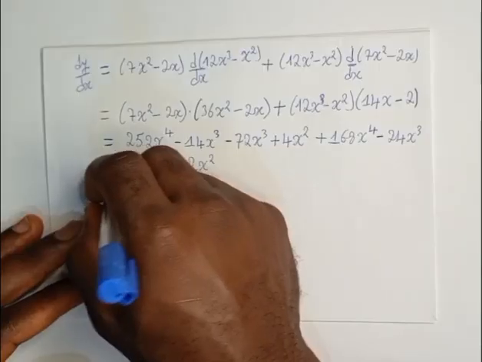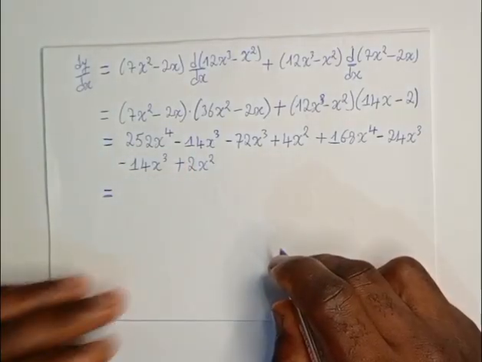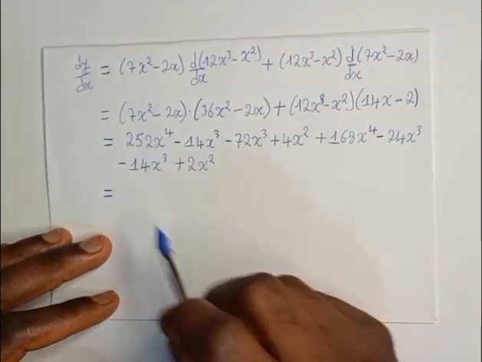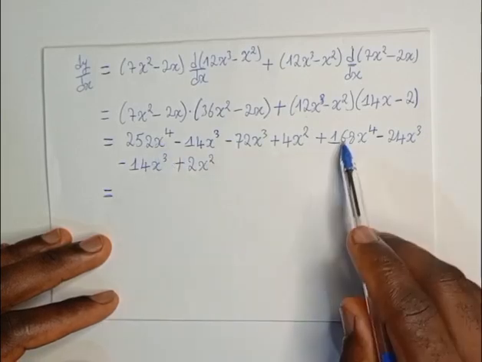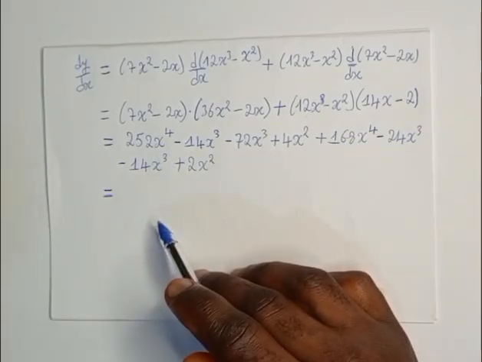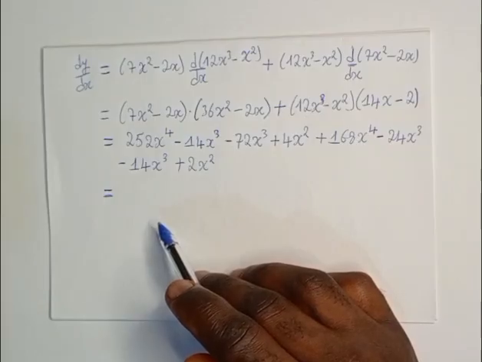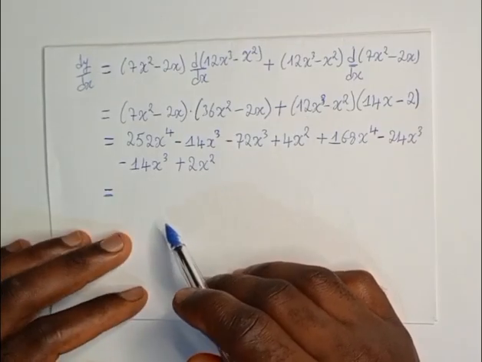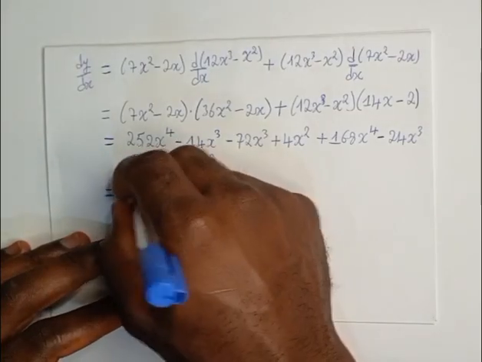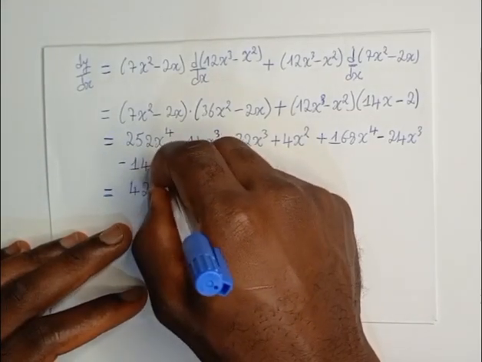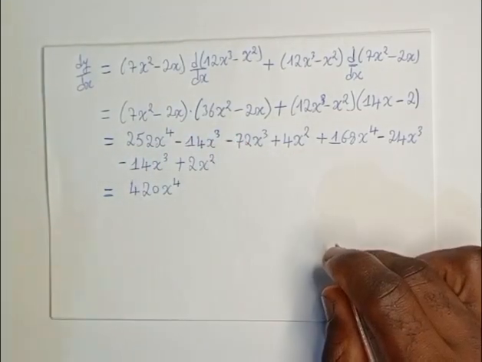This will simply be equal to, we have two terms in x to the power 4, this and this. If you take 252 plus 168, it gives us 420x to the power 4. We move now to the terms in x cubed.